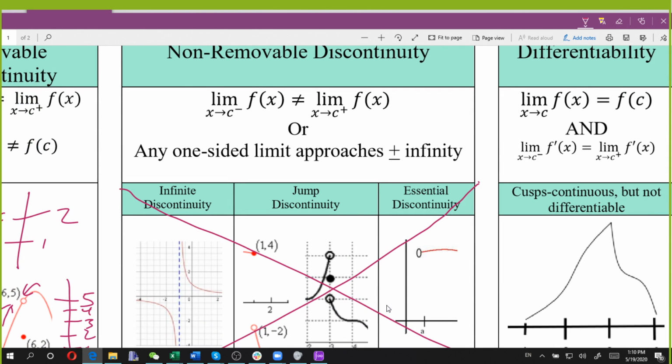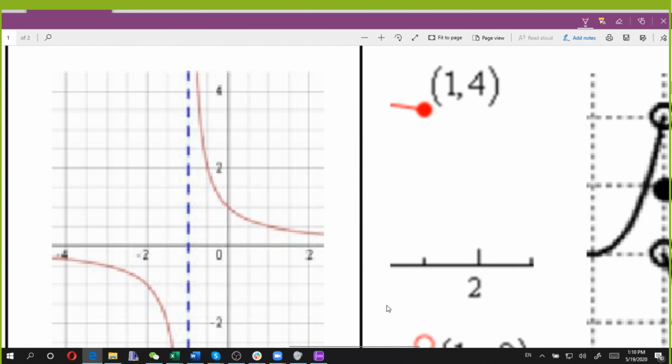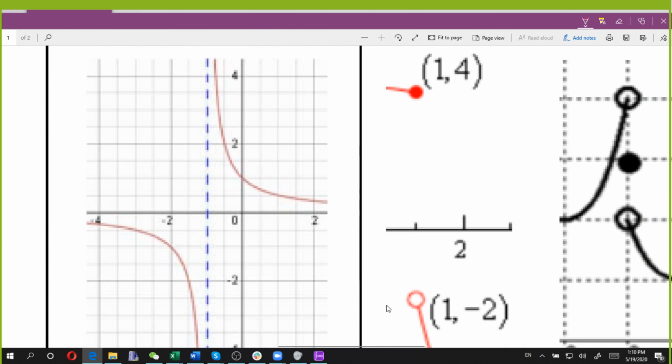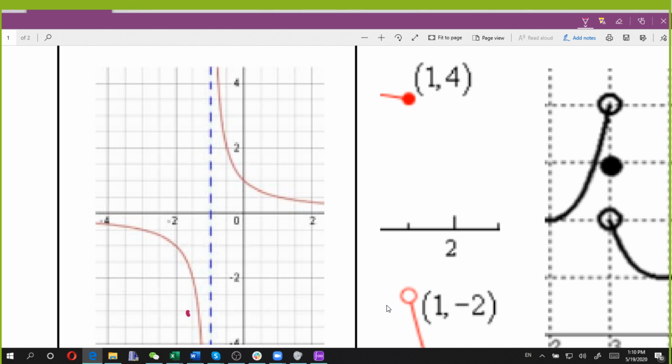For non-removable discontinuity, the left limit does not equal the right limit, or any of the one-sided limits approach infinity. So here our one-sided limit is approaching negative infinity from the left. Our one-sided limit approaches positive infinity from the right. Those are not the same, so this does not have a general limit, and they're infinity. So for both of those reasons, this is a non-removable discontinuity.